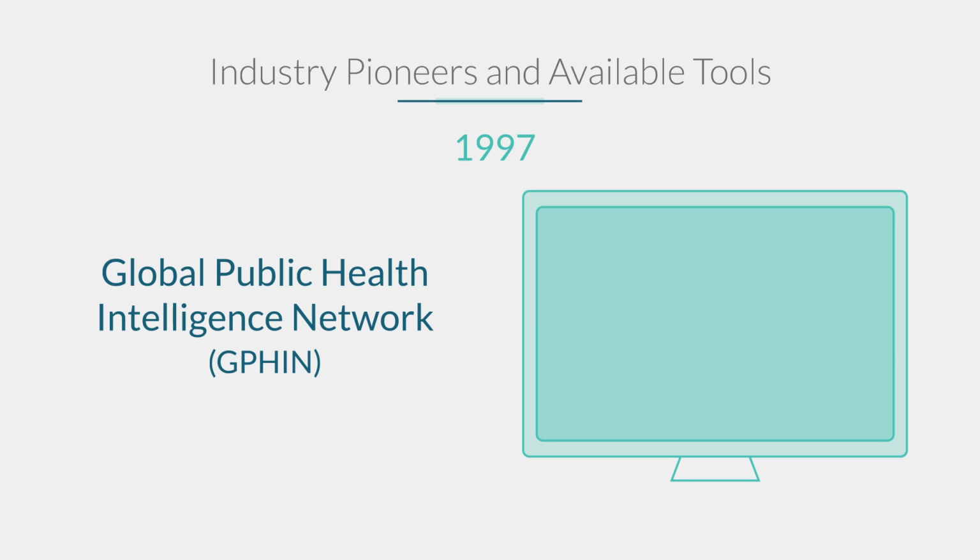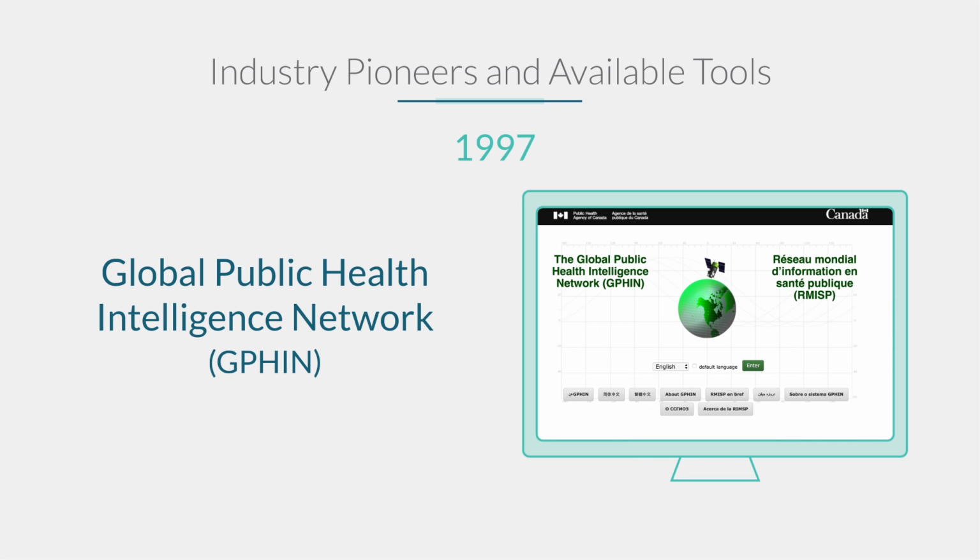1997. GPHIN, or the Global Public Health Intelligence Network, is a secure, internet-based multilingual early warning tool, monitoring the internet for reports on disease outbreaks and other public health events, including chemical, biological, radiological, and nuclear threats, in 9 languages.